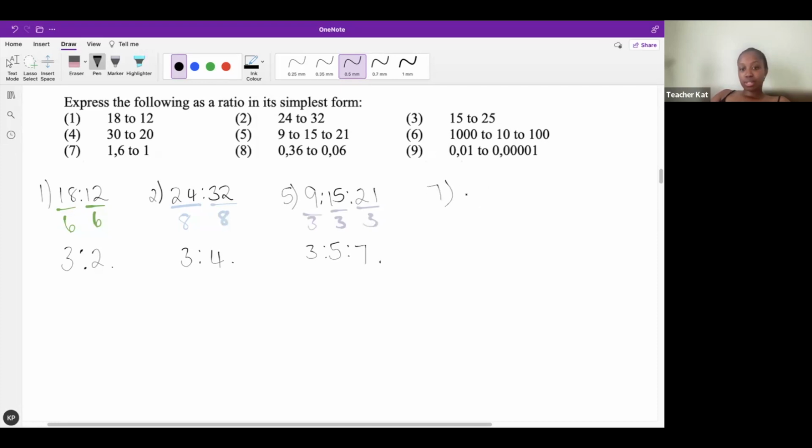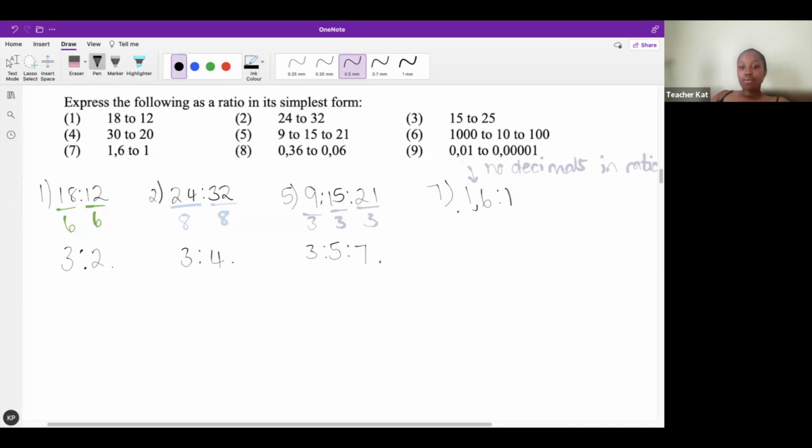Now, I want us to look at number 7 very carefully. There's something important that we're going to learn over here. Okay? We are not allowed to have decimals in my ratios. So here, this guy over here is a problem. Okay? No decimals in ratios.